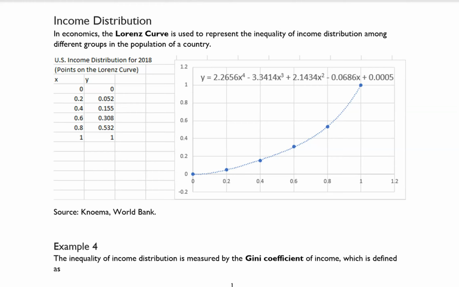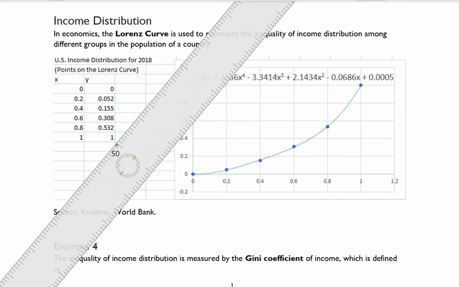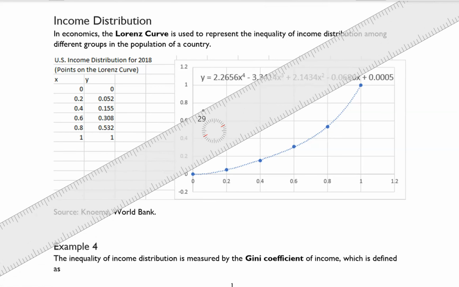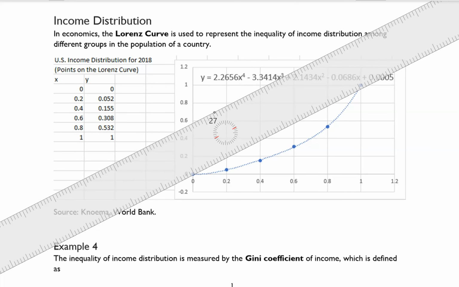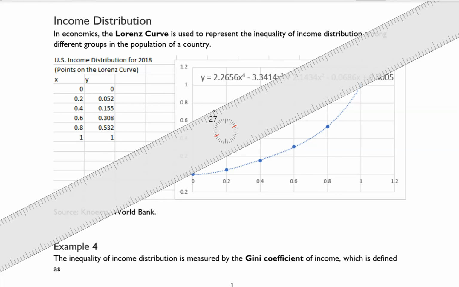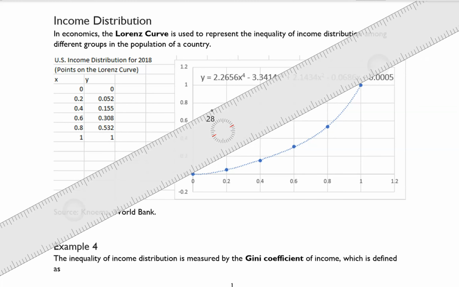That means that the bottom 20% of the US population owns just about 5.2% of the wealth in the country. Similarly, the bottom 40% shares about 15.5% of the wealth in the US. And so the way that inequality of income distribution is measured is by the Gini coefficient of income, which is defined below, but let me just show you why we care about finding the area between two curves. So it's not graphed here, but I'm about to add it on here.